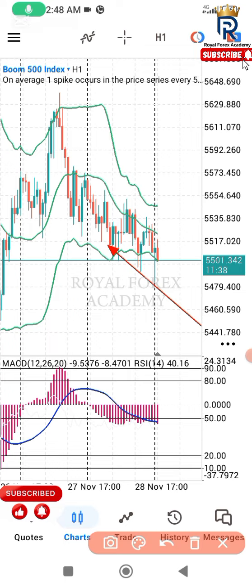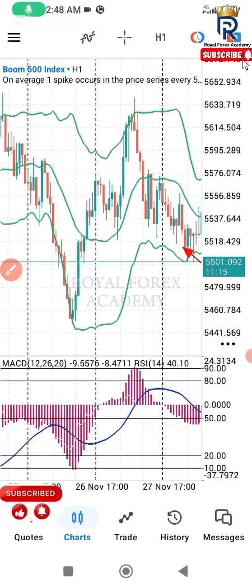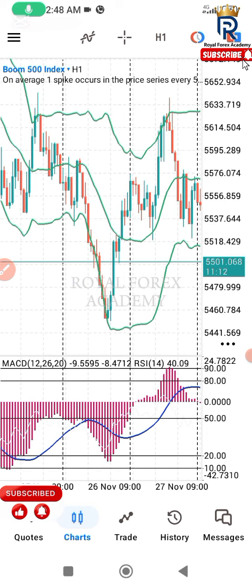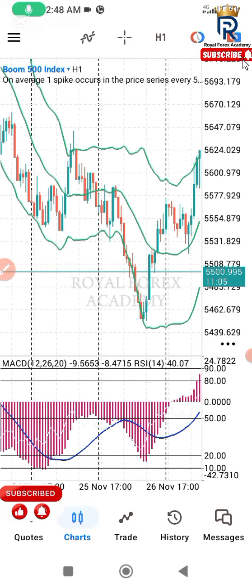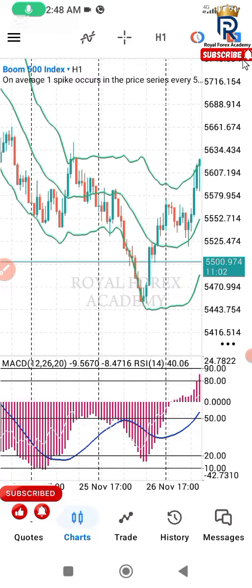Alright, and also when the histogram line crosses below the 50, it shows that there is a strong presence of sellers. And when it crosses above 50 to the upside, it shows that there is a strong presence of buyers. So it can help us to determine momentum of price. Then another function of the MACD divergence is the fact that it helps us to identify divergence. And of course, divergence helps us to identify when we have come to the end of a pullback.